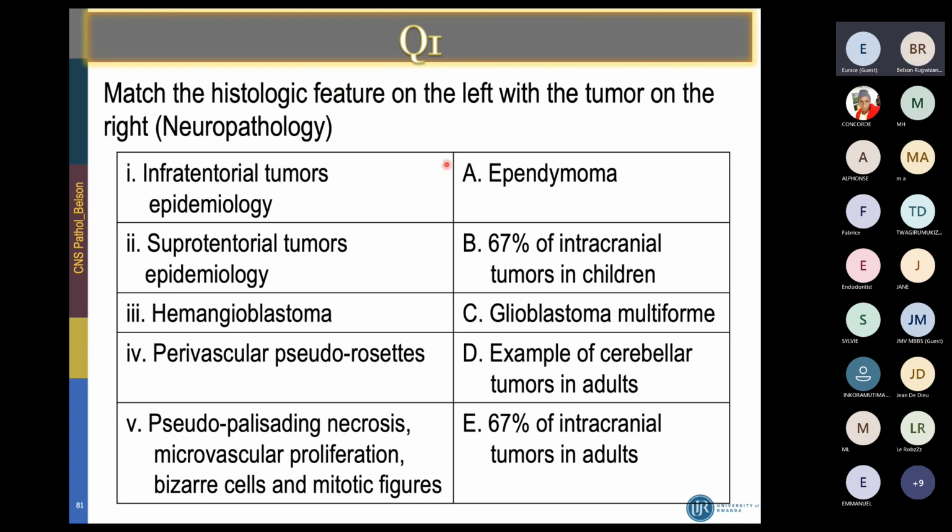Okay, anyone to answer: infratentorial tumors epidemiology. What does it match with? I match with B. Yes, that's true. 67% of intracranial tumors in children. Then supratentorial tumors epidemiology: B, E, so in the adults. Then hemangioblastoma.